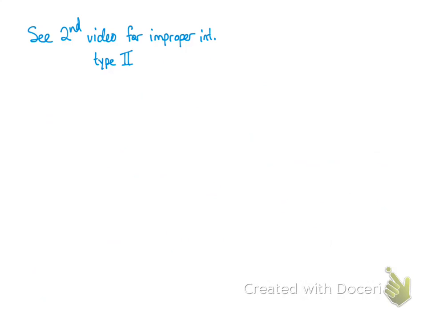There's a second video on 7.8, and it will describe how to do the other kind of improper integrals, the ones where you're going between two numbers, not infinity or negative infinity, but in between those two numbers something bad happens to your function. So that's in the second video on section 7.8.